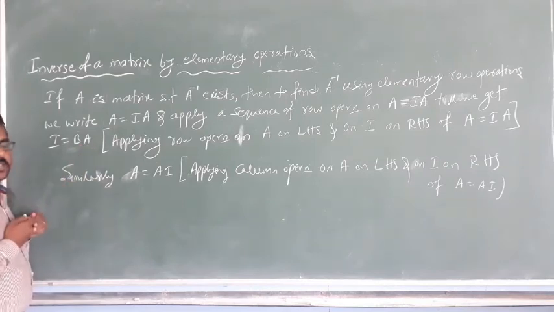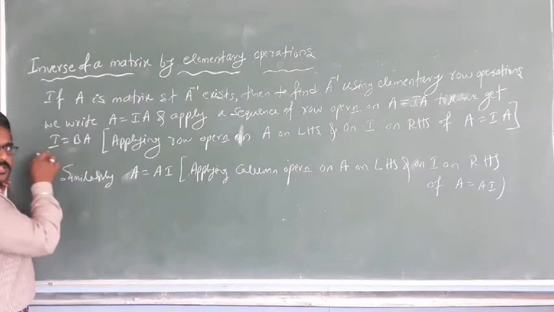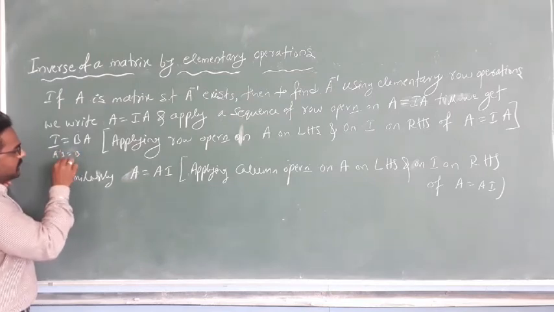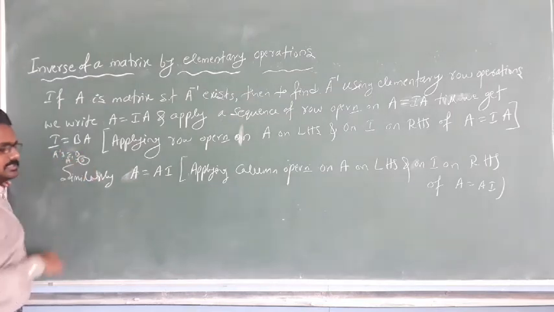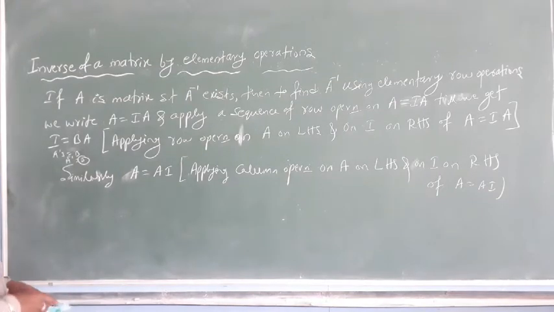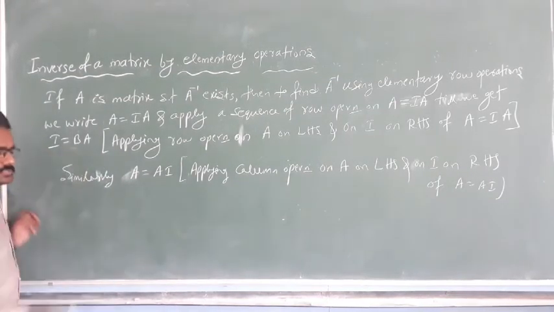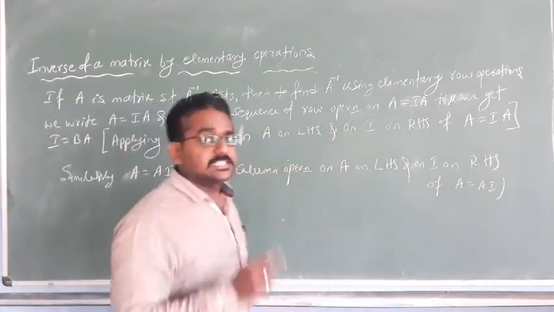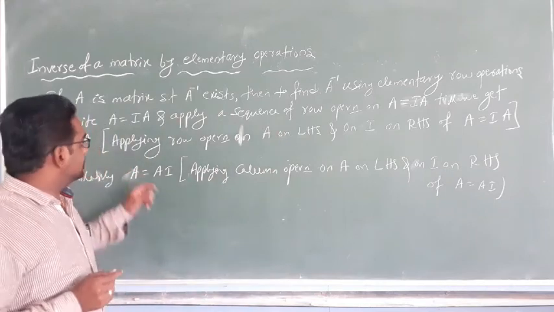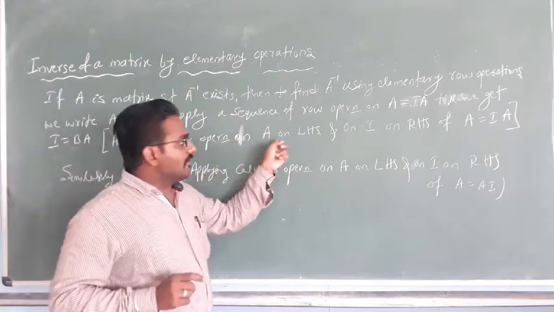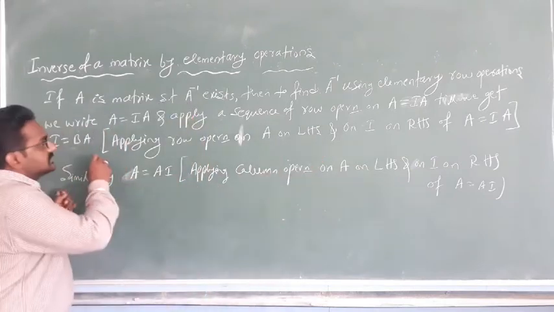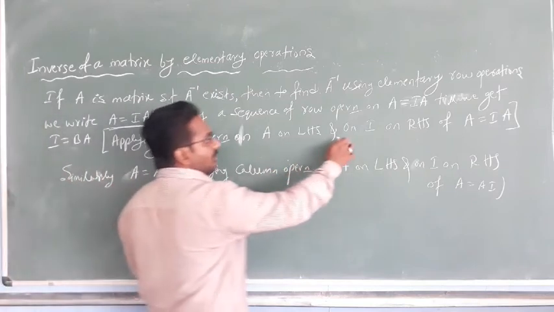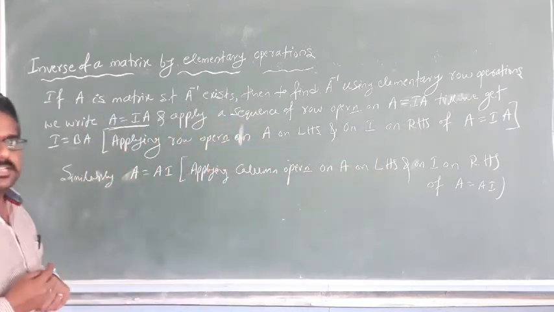Got the point? If I transfer A to this side, what do we get? A inverse into I equals B, so A inverse equals B. This new matrix B is the inverse of the given matrix A. While applying row operations on A equals IA, there is a condition, students. What is that? Apply row operations on A on the LHS and on I on the RHS of the given expression.